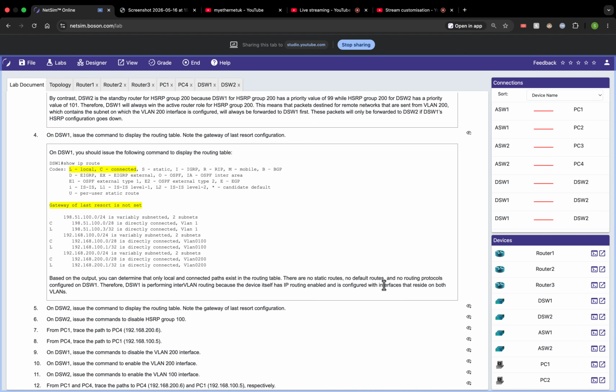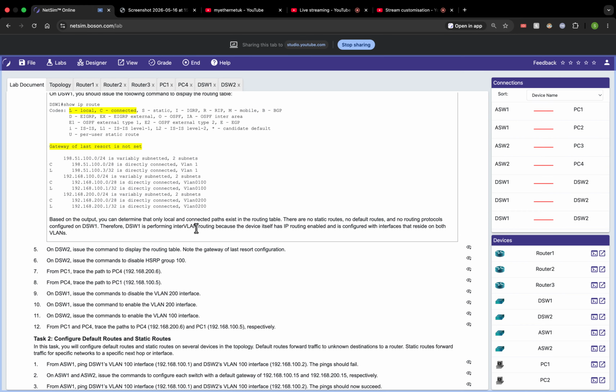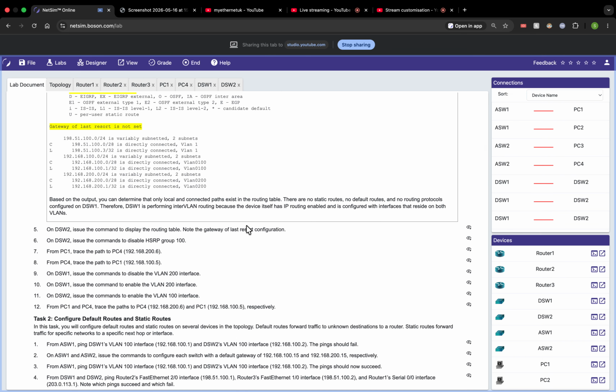Now, question number 4: on DSW1, issue the command to display the routing table. Note the gateway of last resort configuration. So let's run show ip route on DSW1. We can see various routes here. If you want to see the gateway of last resort, apparently it's not set. It says there's no gateway of last resort set. I can't see any 0.0.0.0 configuration.